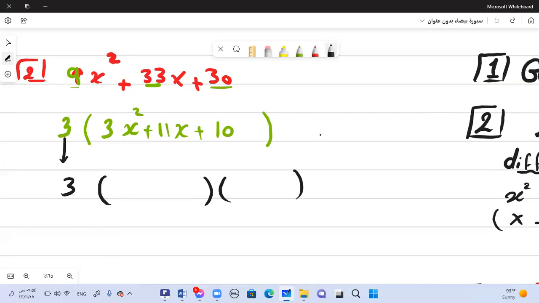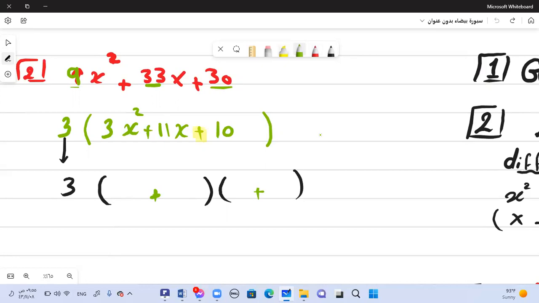Let's go. If I want to open 2 brackets, what is the important idea we should follow? The third sign. If the third sign is positive, look at the middle term, and both brackets get the same sign as the middle term. If the third sign is negative, we put different signs. Now I have 2 problems, not only 1 problem.